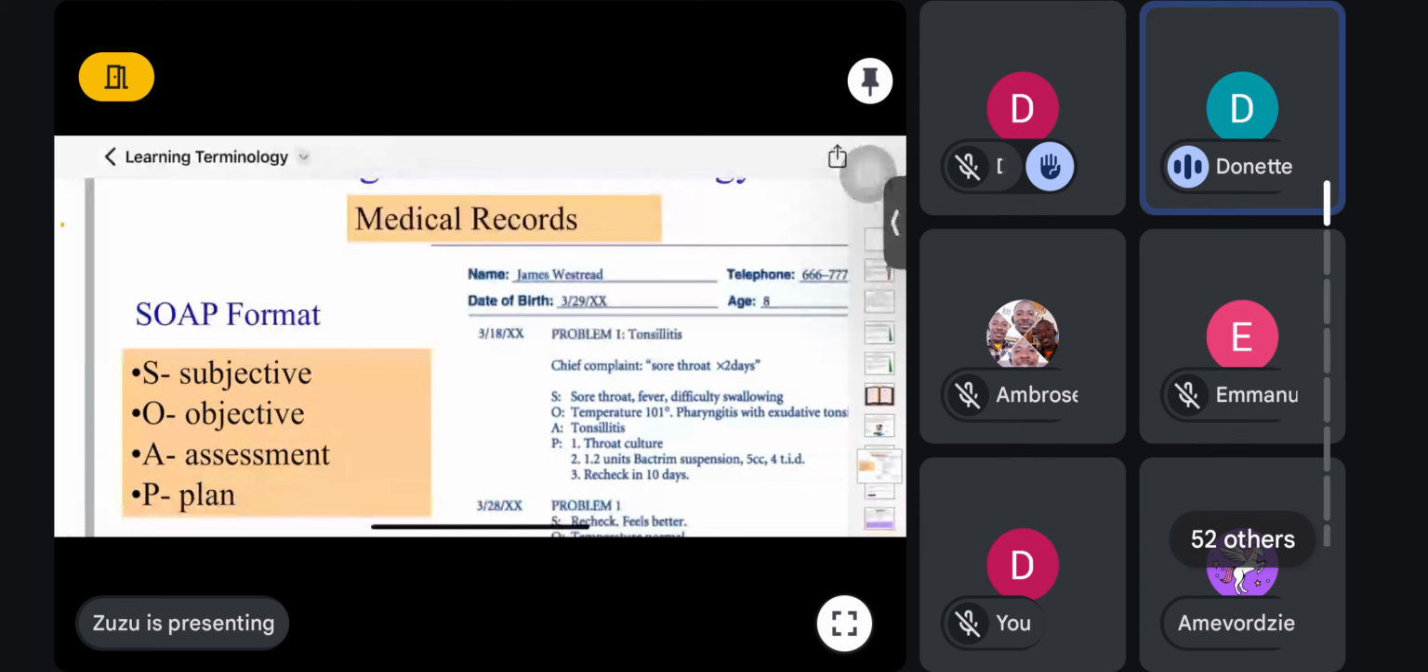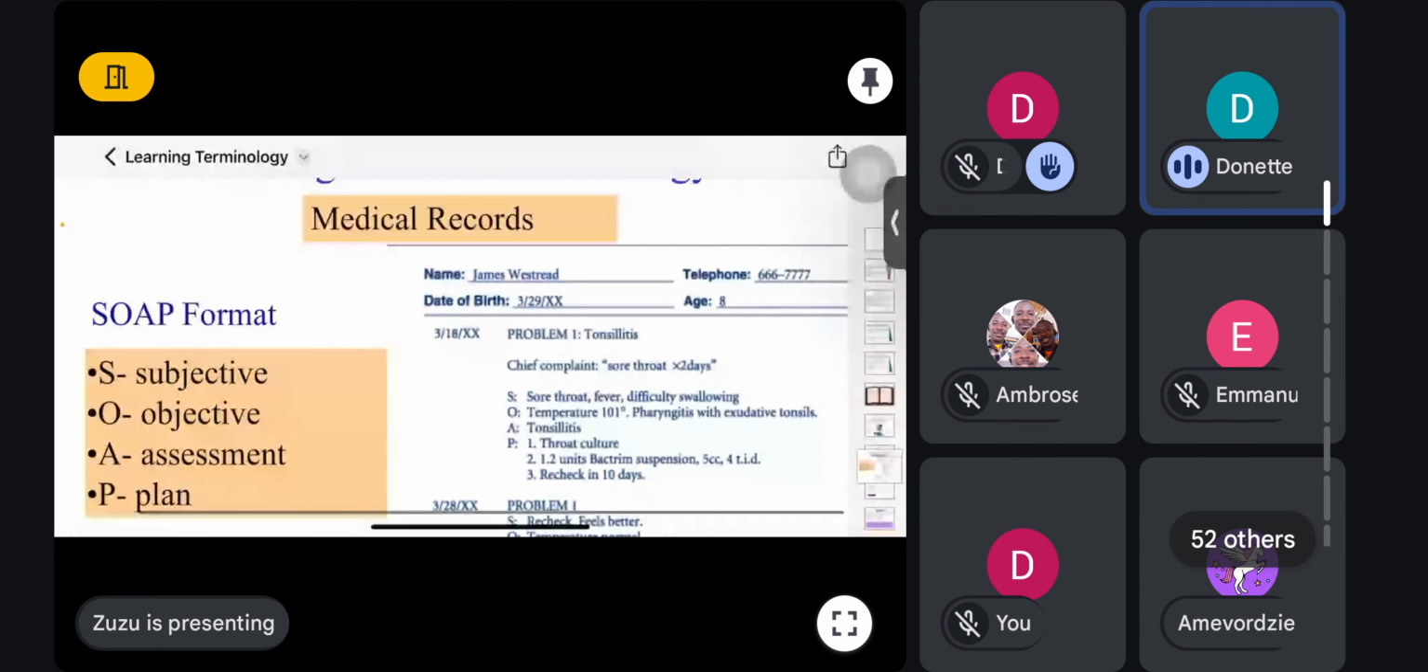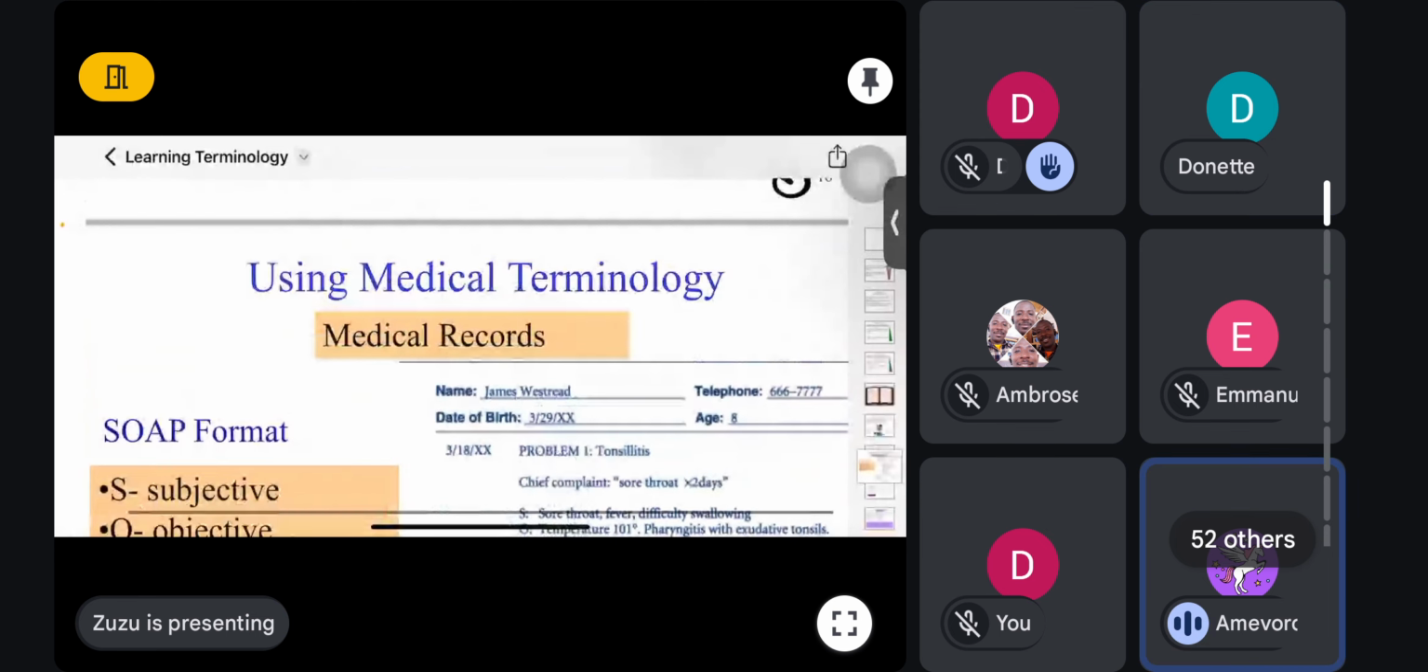Okay, so using medical terms, you look at the medical records, as I just mentioned.